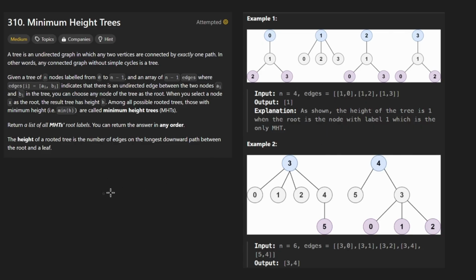Before we even do that, let's just consider how would the height be minimized. Suppose we just have a single node. Okay, that's simple enough. This is going to be the root.